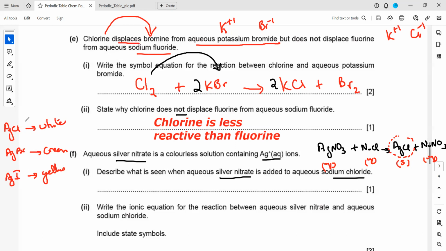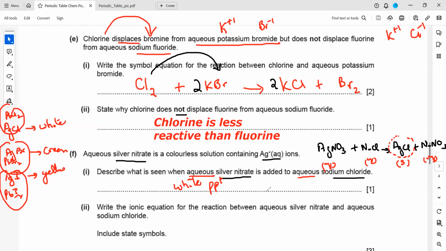Same thing you can remember for lead as well. If you have lead chloride, PbCl2, lead bromide, PbBr2, and lead iodide, PbI2, so try to memorize the colors of the precipitate. So for the appearance, what is seen, we'll observe a white PPT. Precipitate means when you mix two solutions and a solid is formed, we call that a precipitate or PPT.